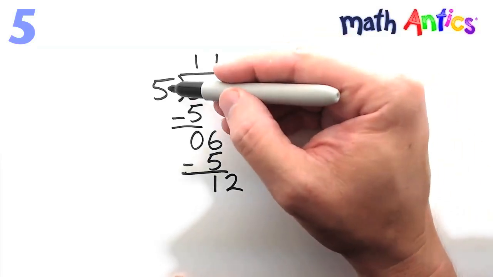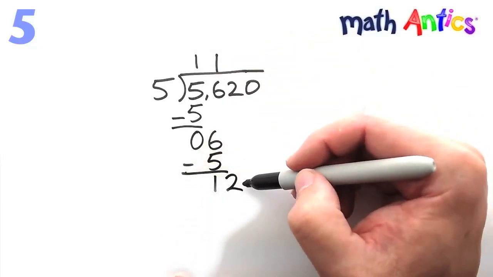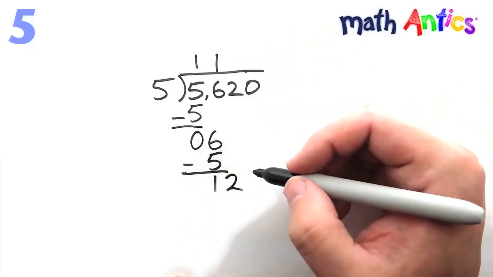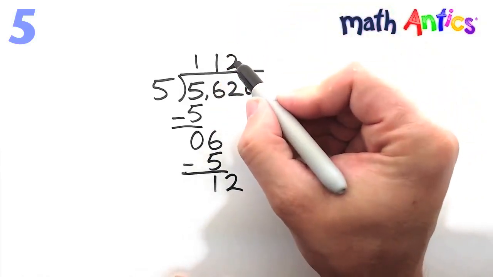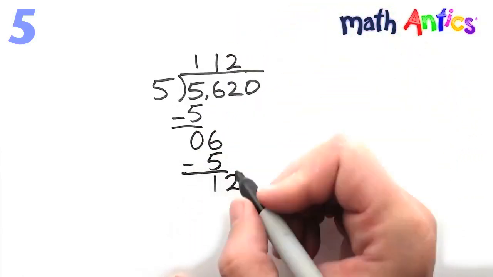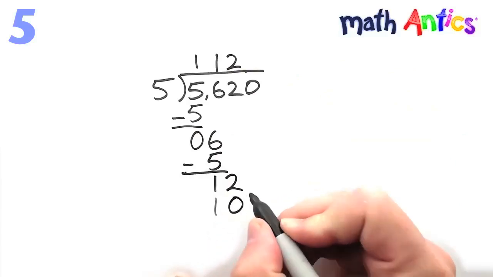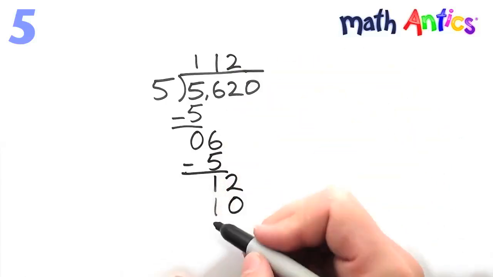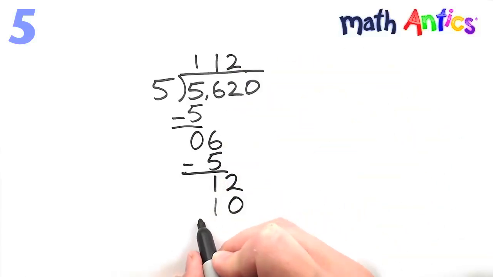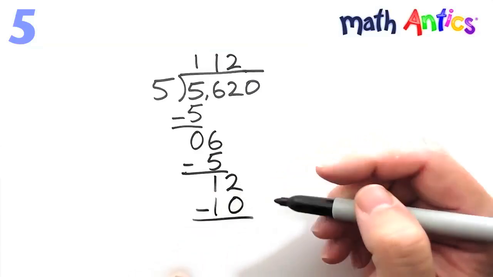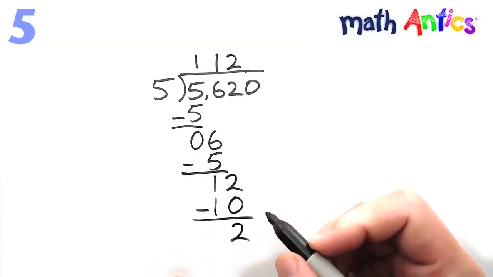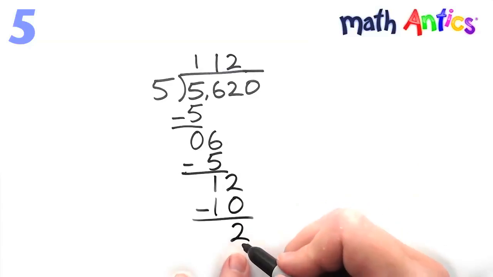So now we're asking, how many 5's does it take to make 12, or almost 12? Well, 2 5's is 10. That's almost 12. So we put a 2 in our answer line, and we have 2 times 5 equals 10. Just make sure you have everything lined up nice and neat here. So we have 10 underneath the 12, and we subtract it. 12 minus 10 equals 2. Put that down there, and we move on to our next digit.